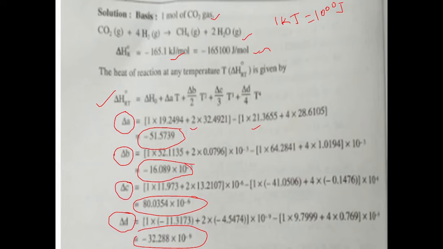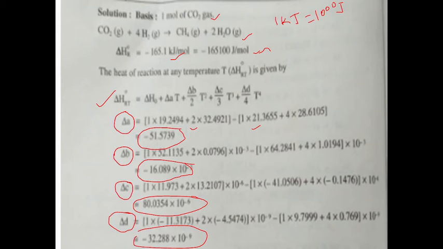So next we are going to calculate the delta D value. All these component delta D values are available in our problem. You should take that value and find the delta D value, which is minus 32.288 into 10 to the power of minus 9. Are you clear on that? Okay.